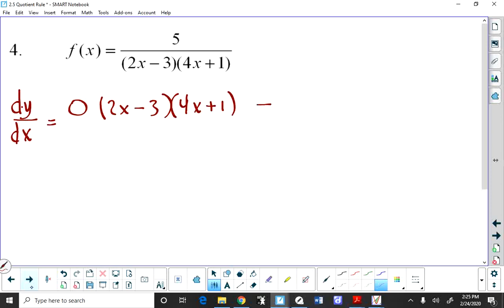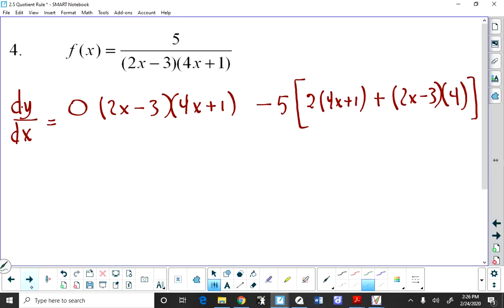Minus the top. And now we have to multiply by the derivative of the bottom. But the bottom is a product. So we have to use the product rule to find the derivative of the bottom, which means we're going to be referring to the first part of the bottom and the second part of the bottom in finding the derivative of the bottom. Make sense? The derivative of the first would be 2 times the second, which is 4x plus 1, plus the first, which is 2x minus 3, multiplied by the derivative of the second.